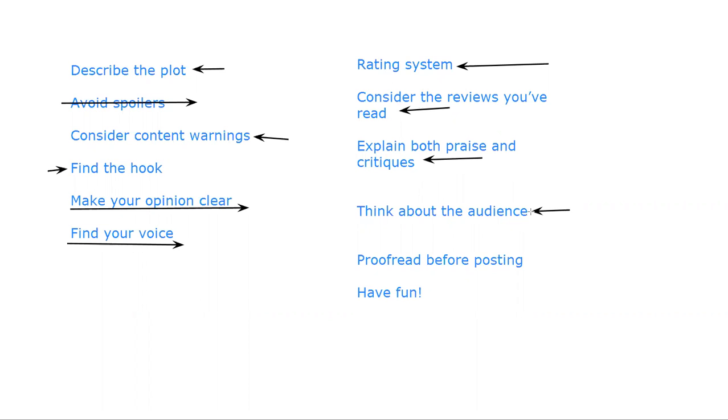If you know that the parents are going to read the book, then talk about what you think the parents would want to know about the book before they let their child read it. If you are reviewing a book for teenagers, what do you think teenagers would want to know about the book? So think about those things. And then obviously the most important one, you need to proofread before submitting your assignment or your posting.